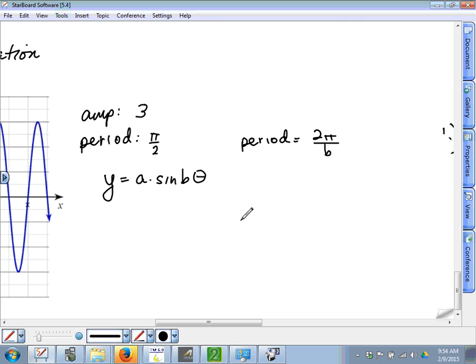Oh man, that's way big. There you go. So the period for this graph here is pi halves. So you're going to say pi halves is equal to 2 pi over b. And I'd imagine some of you could just look at this and tell me straight up that b equals 4. If you can't see that just by comparing ratios, then you can solve this by cross multiplying.